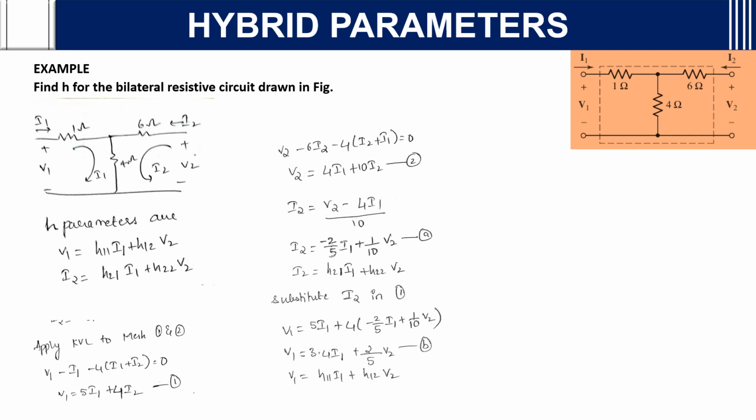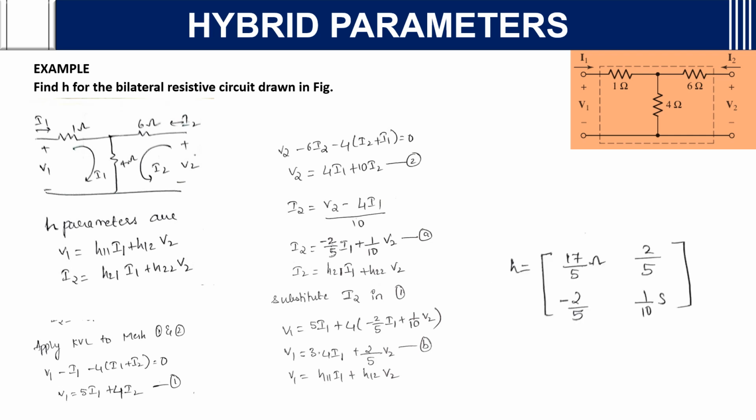Substitute I2 in 1. V1 is equal to 5 I1 plus 4 into (what is I2) minus 2 by 5 I1 plus 1 by 10 V2. So V1 is equal to 3.4 I1 plus 2 by 5 V2. If you compare this and this equation, they look similar. So H11 will become 3.4 and H12 will become 2 by 5. So these are the H parameters.